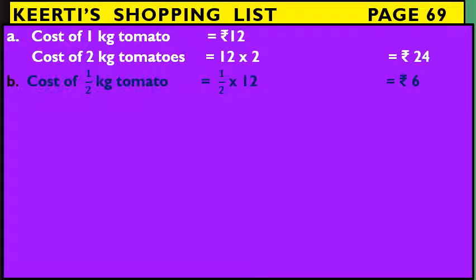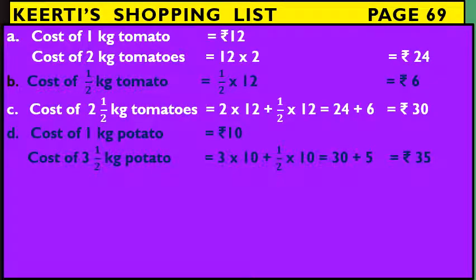Kiran wants 2.5 kg of tomatoes. How much will it cost? Answer is 1 kg tomatoes cost rupees 12. So 2 kg tomatoes will cost rupees 24 and half kg tomato will cost rupees 6. So 24 plus 6 is rupees 30. So 2.5 kg of tomatoes will cost rupees 30.